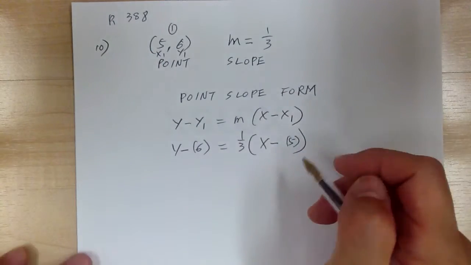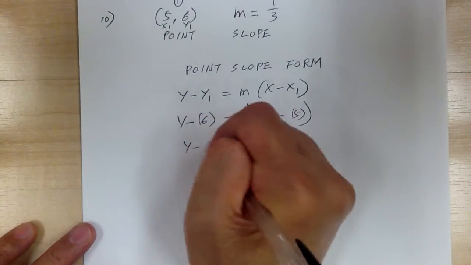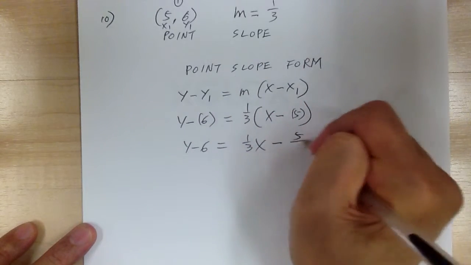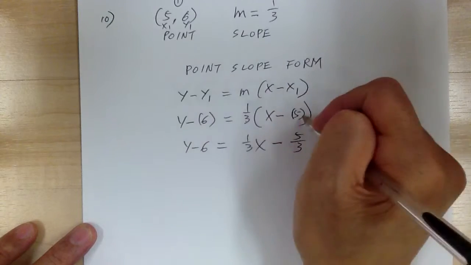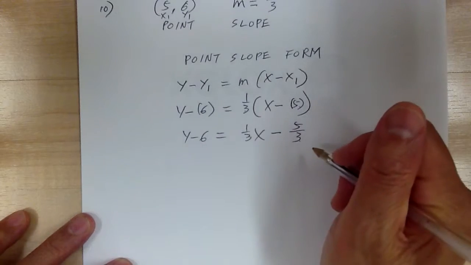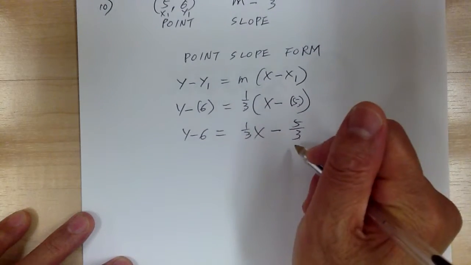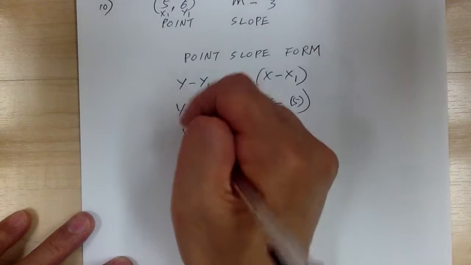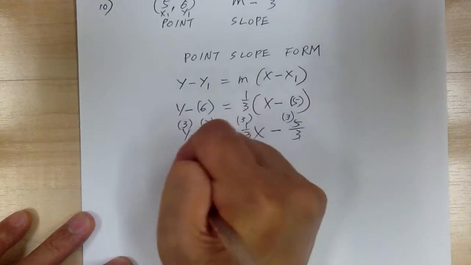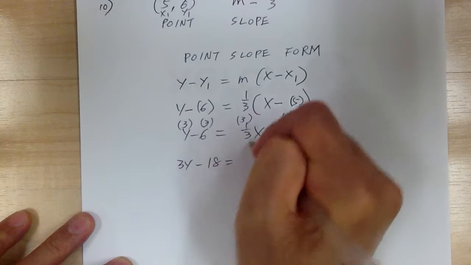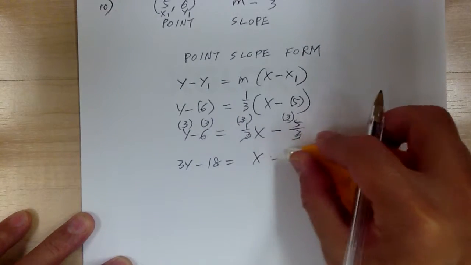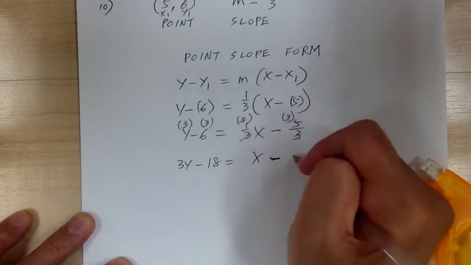So next thing is you go and work it out. You can distribute, so you got y minus 6. So get rid of the parentheses. So you go to 1/3 x minus 5 over 3. Right? When you multiply, 1/3 times 5 is 5 over 3. Don't worry about simplifying this part because you're going to get rid of the fraction anyway. So now you're going to get rid of the fraction like before. So multiply by 3, multiply by 3. So you got 3y minus 18 equal to, this cancels, so you got x, this cancels, minus, and this cancels, so you got 5.